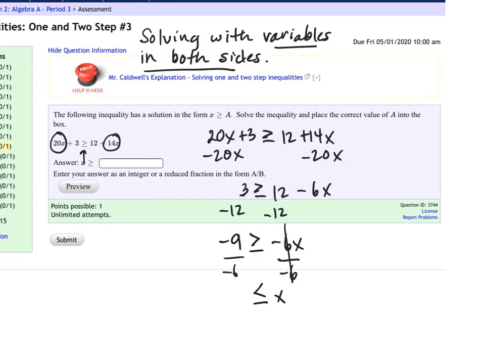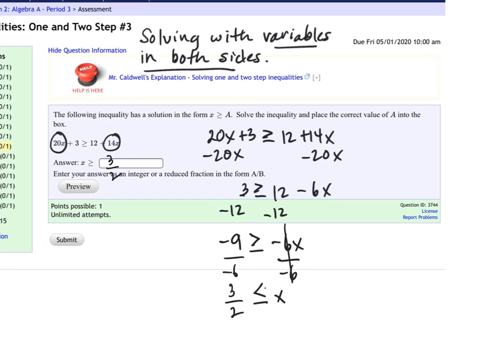Now, negative 9 divided by negative 6, both of those are divisible by 3, and two negatives when you divide make a positive. 9 divided by 3 is 3. 6 divided by 3 is 2. See how the open side of the symbol is towards the x? If you look up above here, you'll see that the open side is towards the x. So I'm going to keep it that way, and the point is towards the 3 halves. So my answer is x is greater than or equal to 3 halves.